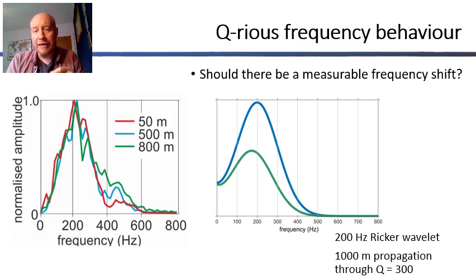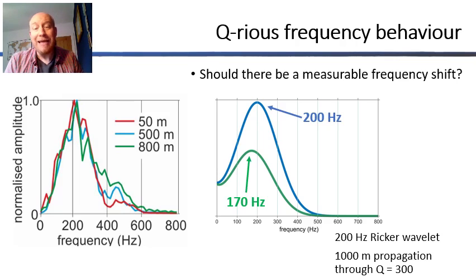What I did was to take a Ricker wavelet and to propagate that Ricker wavelet through a representative ice model. So it's got a dominant frequency of 200 Hertz. It propagates for 1,000 meters at 3,750 meters per second through material with a Q of 300, similar to what we should expect for ice. And I'm showing the spectra of those wavelets here. So in blue is the unattenuated wavelet, in green is the attenuated one.